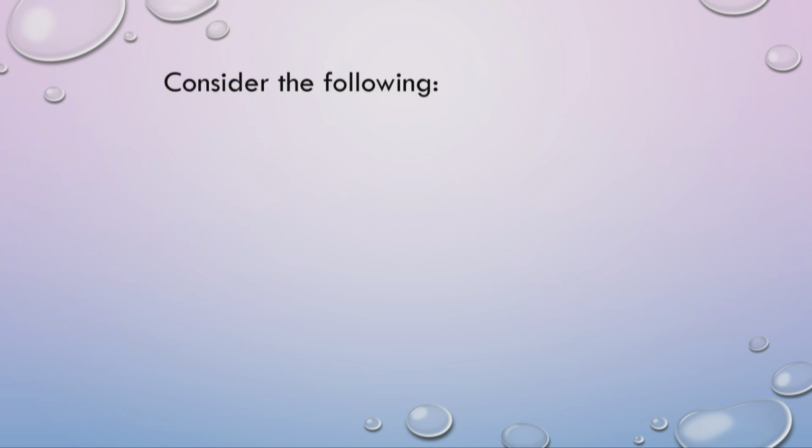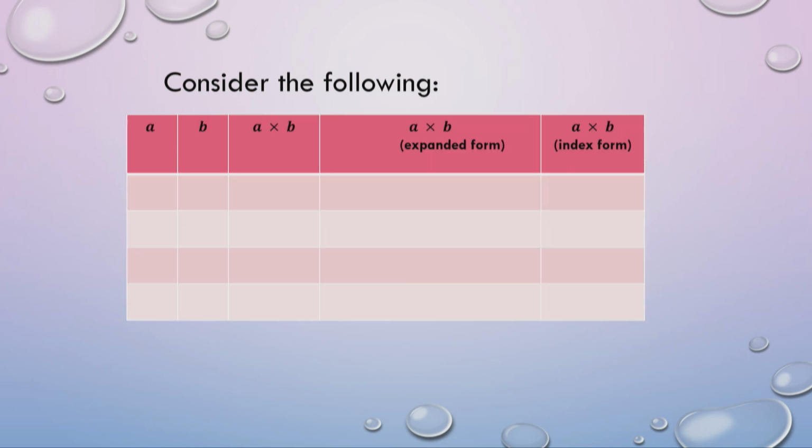Now let us consider the following. In the first column, I will have A, second column B, the next column will be A times B, in the fourth column we will write it in expanded form, and in the last column we will write in index form. So A is 2 to the power of 1 and B is 2 to the power of 2. So what will be A times B? 2 to the power of 1 times 2 to the power of 2.